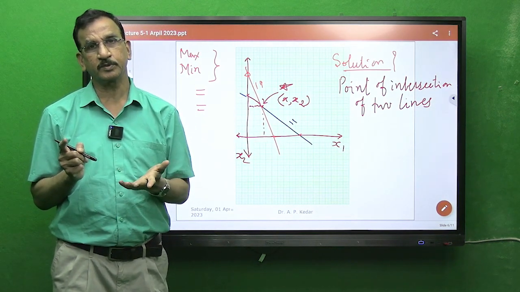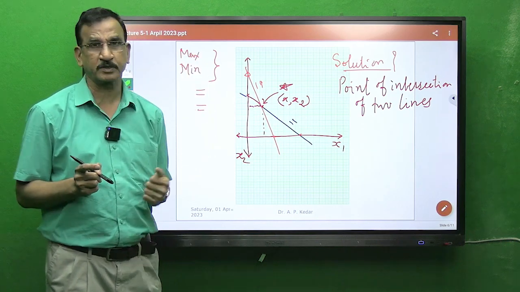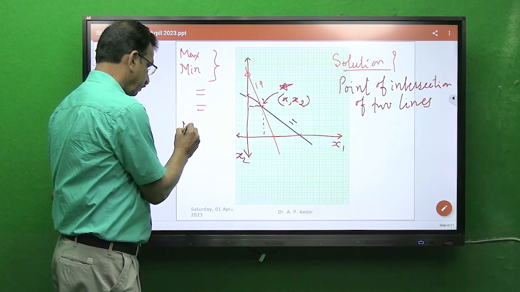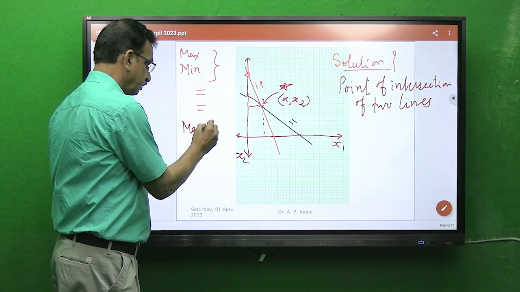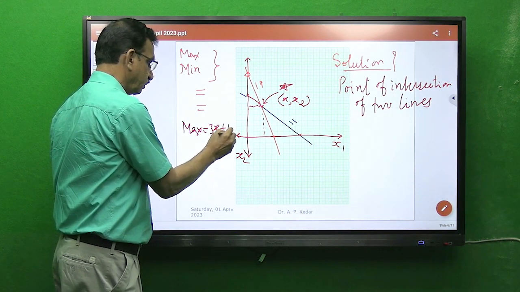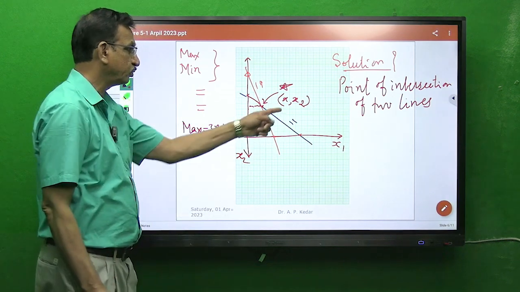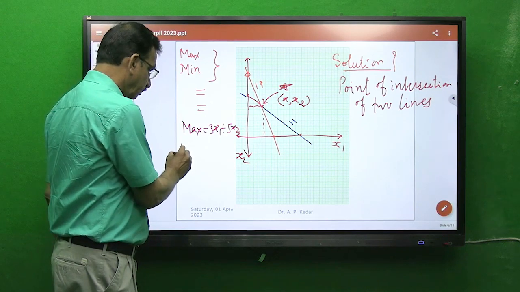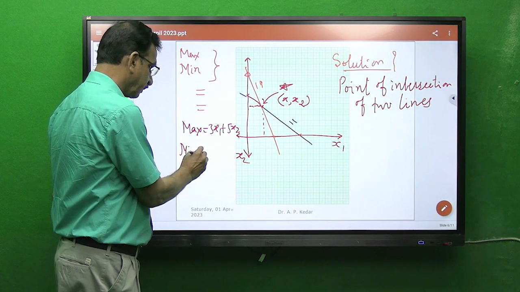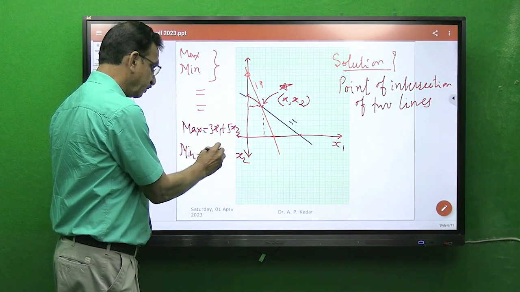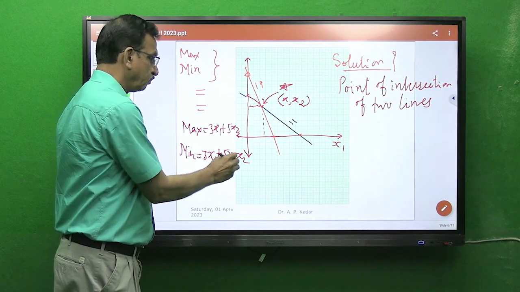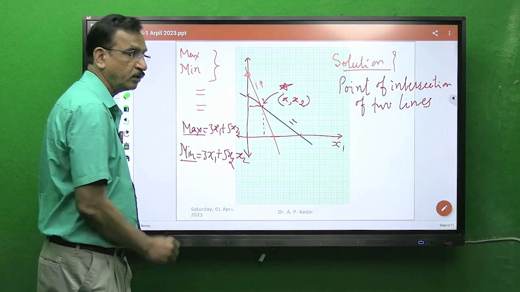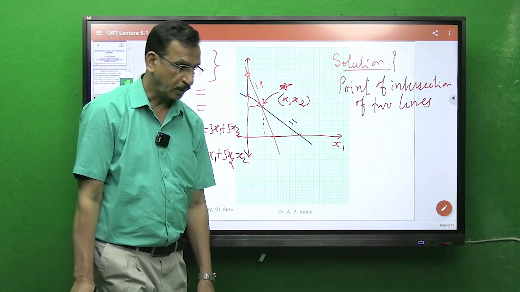Now what will be the objective function? Depending on whether it is maximize or minimize. Suppose the equation is maximize 3x1 plus 5x2. We'll put those values of x1 and x2 here and find the maximum value. If the objective function is minimize 3x1 plus 5x2, again we'll put these values here and find the value of maximize or minimize. I think it is clear.